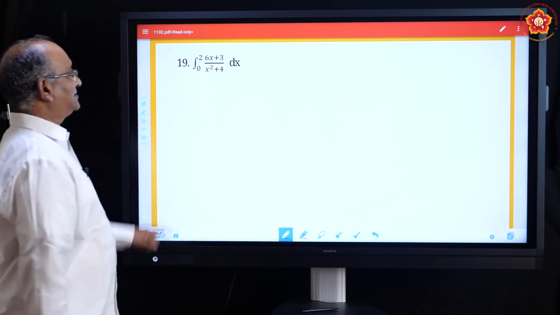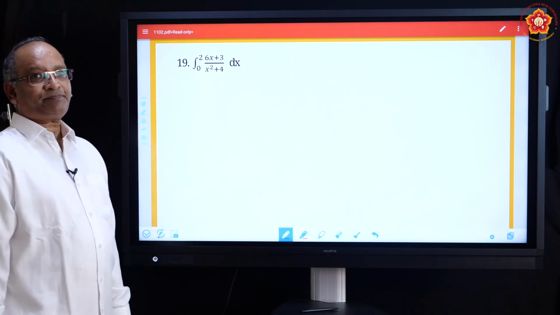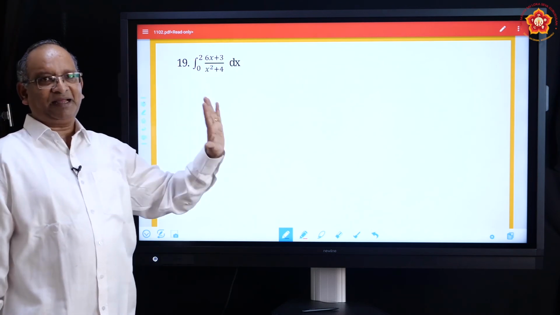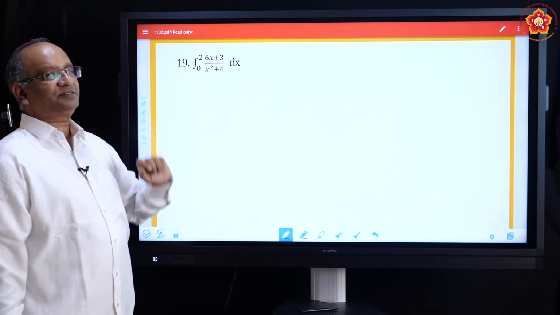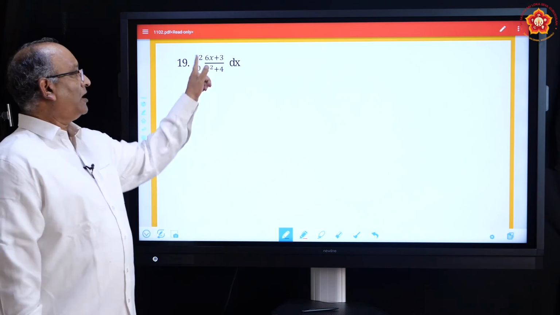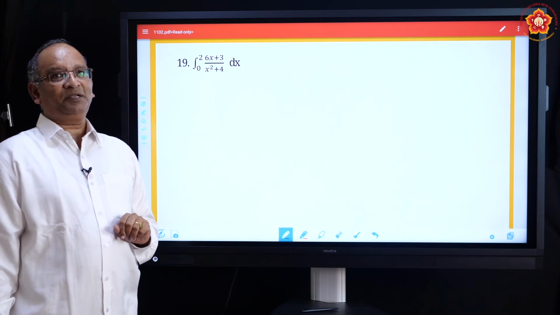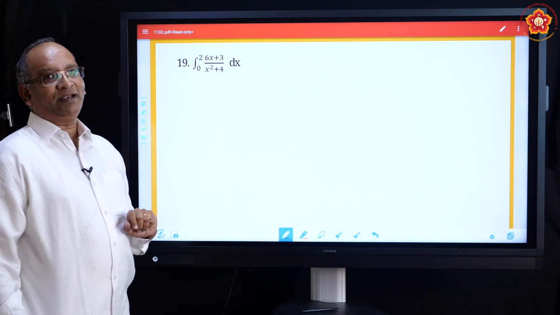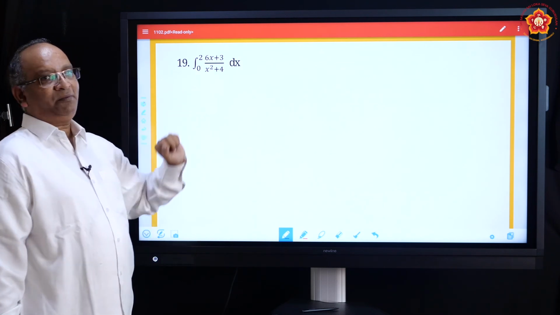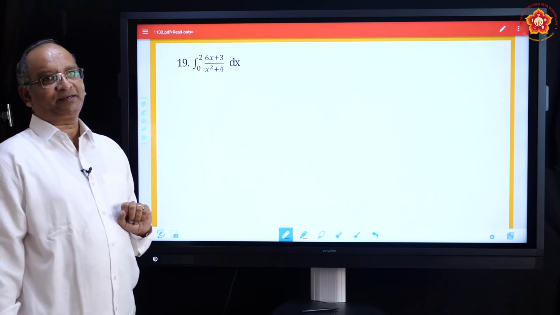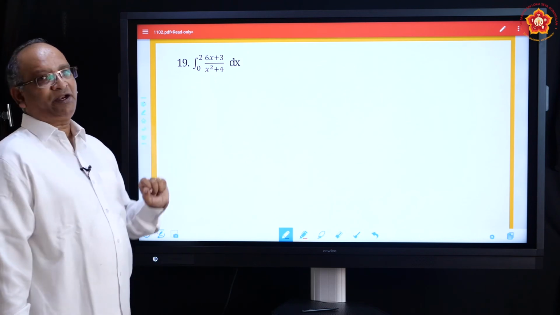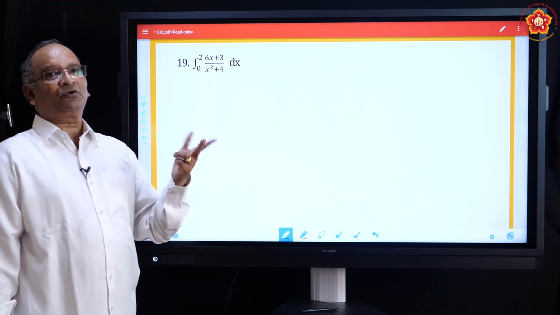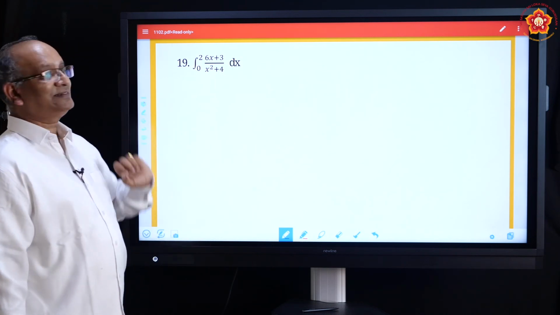Okay? Yes. Look at this function. Don't worry about the limits. Forget about limit 0 to 2. Just imagine it is 6x plus 3 upon x square plus 4. What is common in numerator? 3 is common. Take it out. What will be left? 2x plus 1. If you take denominator as t, what you are going to get? X square plus 4. If you take it as t, you are going to get 2x. And that 2x is there.